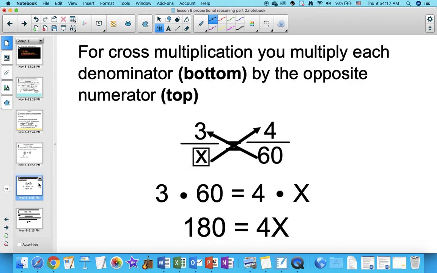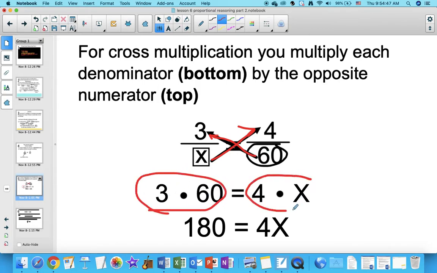For cross multiplication, you multiply each denominator by the opposite numerator. So we're looking at this. We have 3 over x equals 4 over 60. I take this denominator, this bottom here, and I multiply it by its opposite numerator, diagonally. I'm going to do the same thing here, across like that. So now I have 60 times 3, and 4 times x.